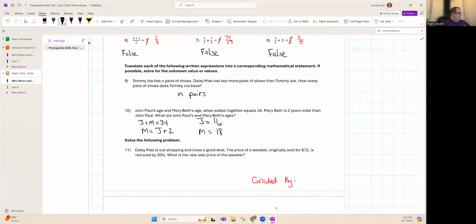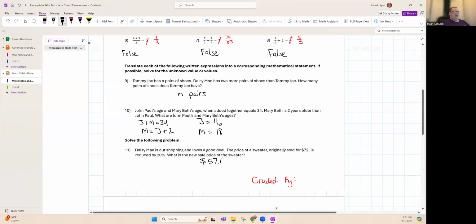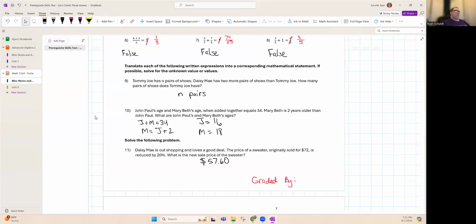Number 11, it just has solved the problem. The new sale price for the sweater is $57.60. Okay, so that's all for the front. Let's flip over to the back.